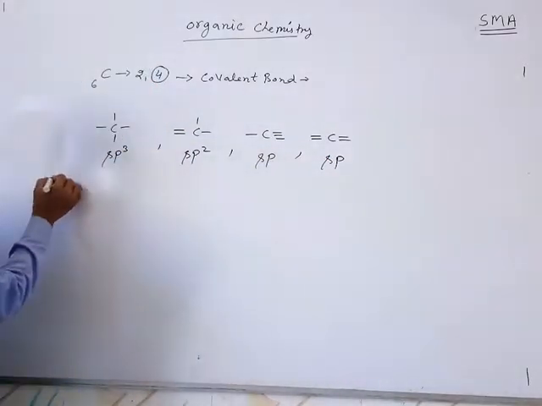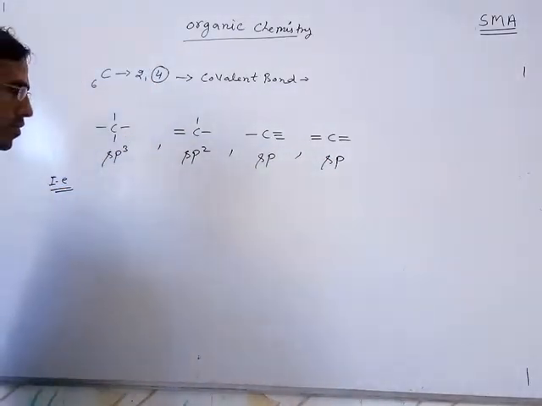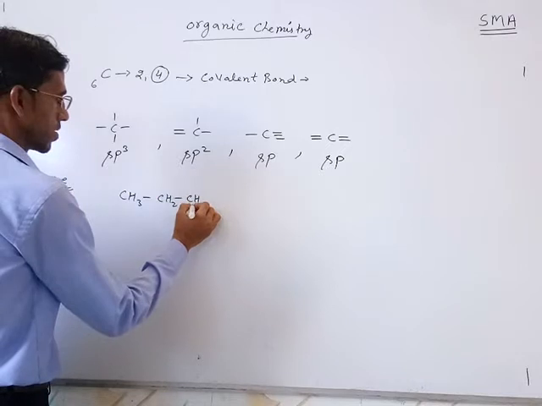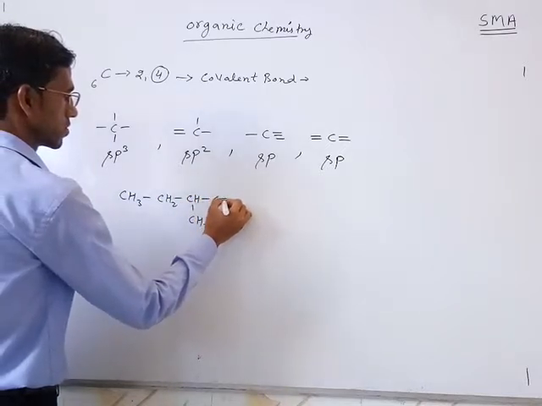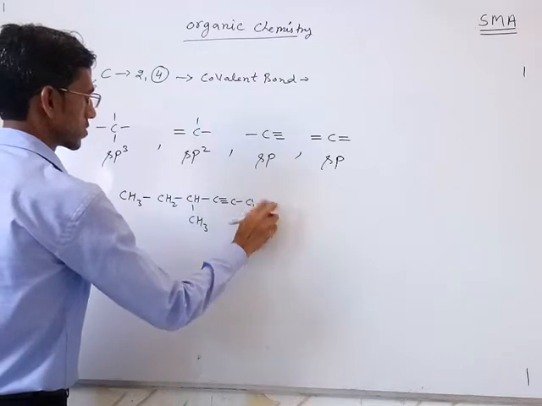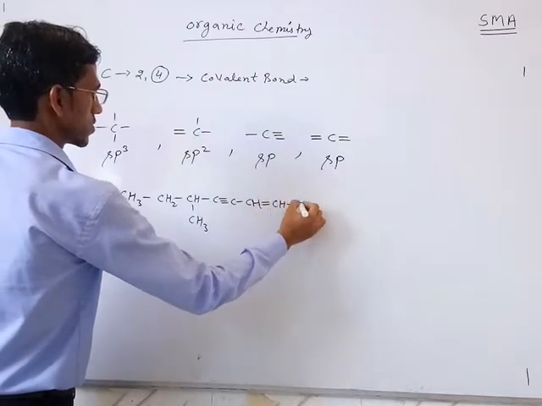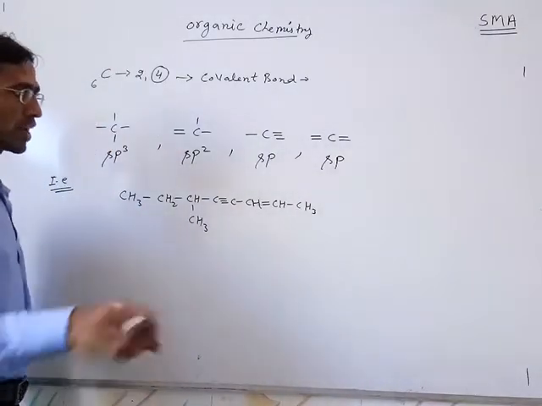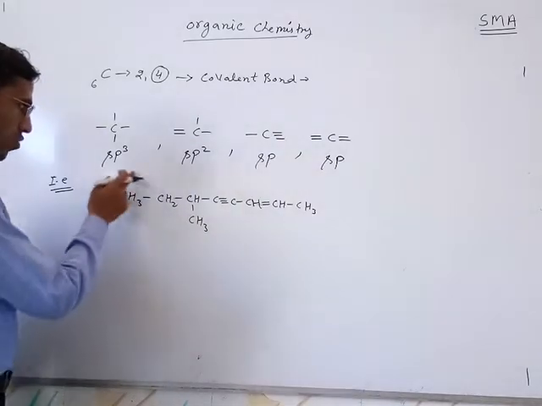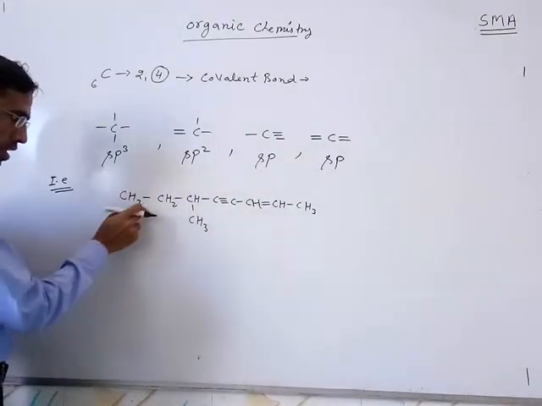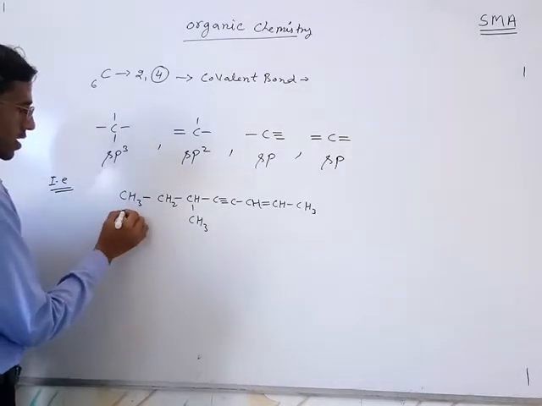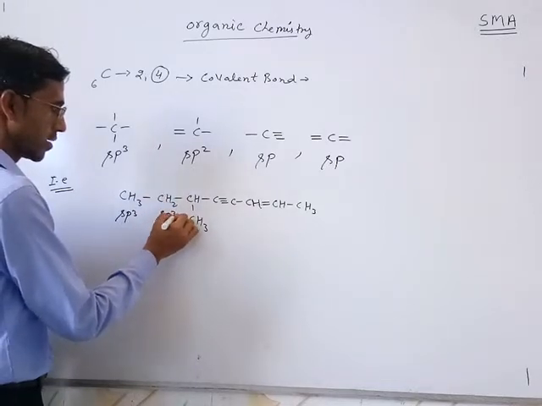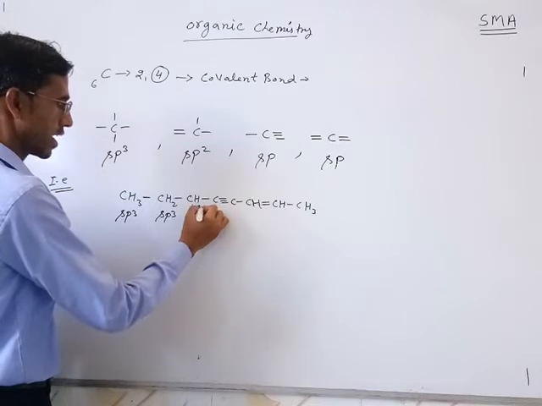For example, we are seeing the longest chain of carbon. The question is to find the hybridization of each carbon atom. So you look at the surroundings of each carbon. Where the carbon has only single bonds, it is sp3 hybrid. These have only single bonds, sp3 hybrid. These are sp3 hybrid.